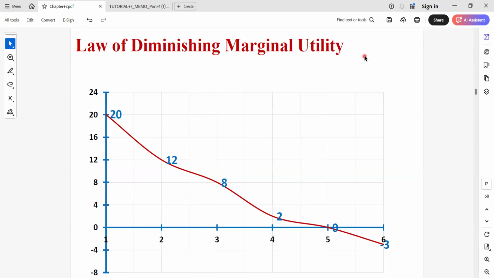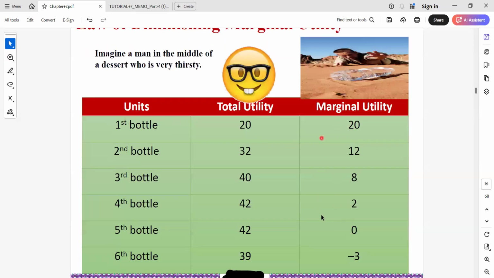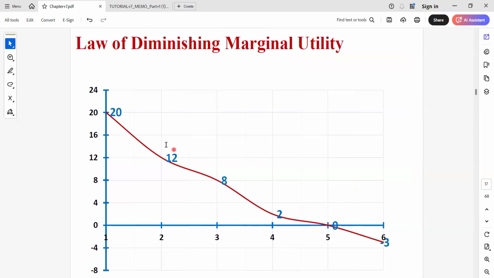So the law of diminishing marginal utility. If you were to draw this curve of marginal utility, the curve is like this. It is downward sloping, just like the demand curve. That is why we say your marginal utility curve is the same as the demand curve, because they are both downward sloping. So as you consume more goods or services, your satisfaction does what? It decreases. The law of diminishing marginal utility.